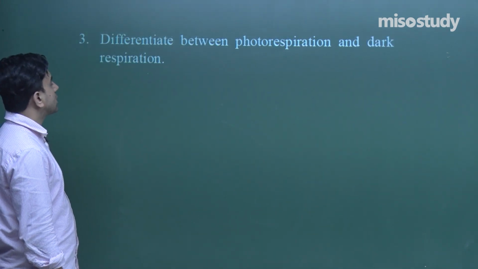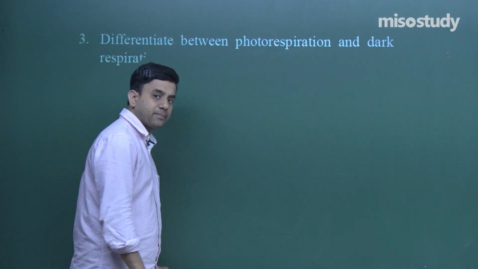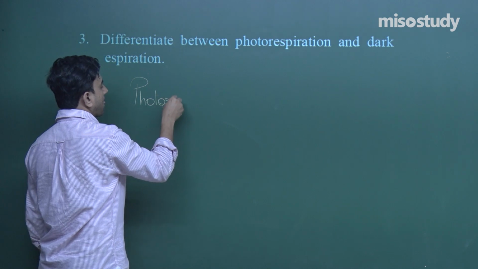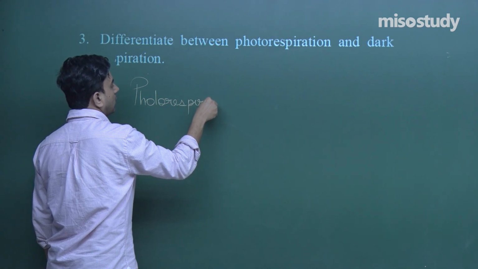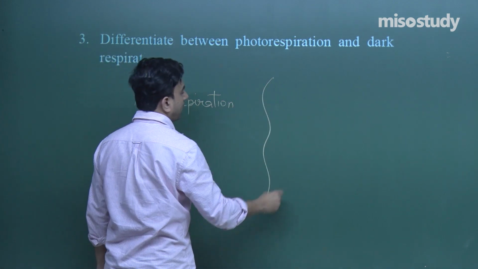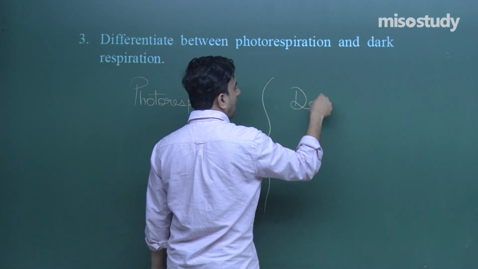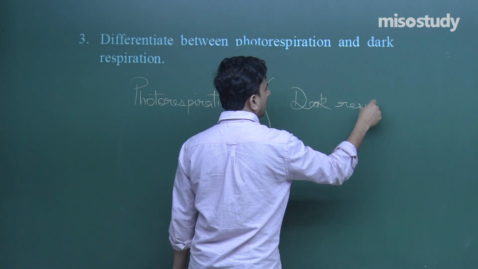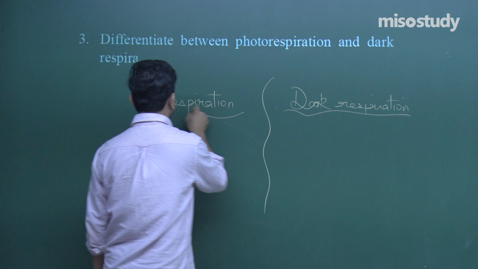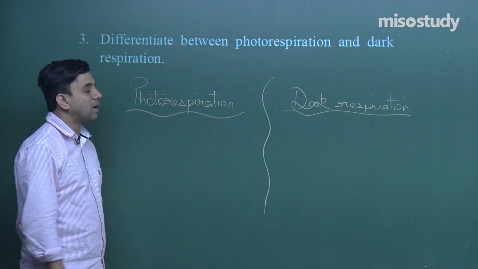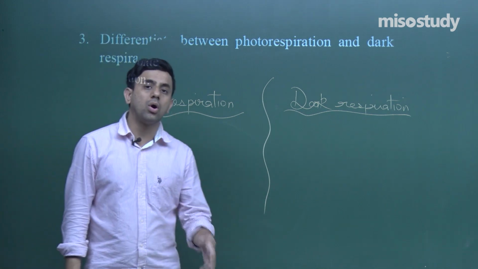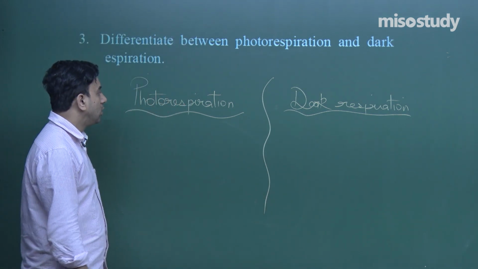Differentiate between photorespiration and dark respiration. Since this is of 1 mark, we are going to see either one or two differences and we are not going to talk about all the differences over here.